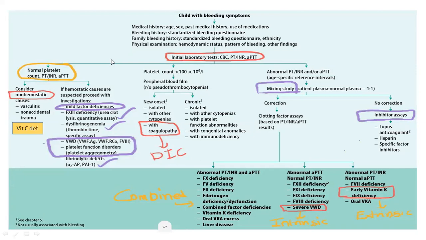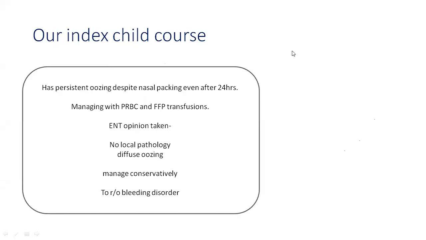Okay, we'll move on. So this is our child. Our child has persistent nasal bleeding, and there's a PRBC requirement. We gave massive transfusion protocol, PRBC, FFPs, and an ENT opinion was taken. They examined the nose. There's no local pathology. There's diffuse oozing from the nose, and the child was managed conservatively, and they asked us to do a bleeding disorder workup.